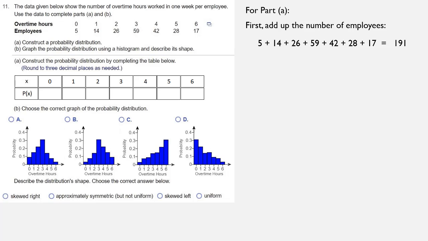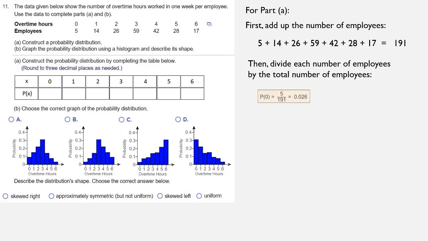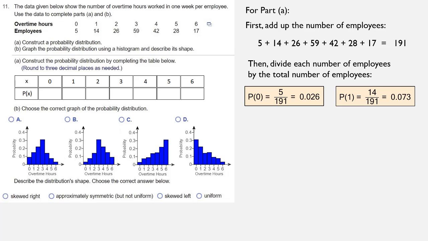So now we look at our x values, which represent our overtime hours, and we're going to find the probability of obtaining each one of those values of the random variable x. So we'll start with 0. There were 5 employees that had 0 overtime hours, so we take the 5 and we divide it by 191. 5 divided by 191 is 0.026, rounded to 3 decimals. For employees that had 1 overtime hour, there were 14 such employees, so 14 divided by 191 is 0.073.